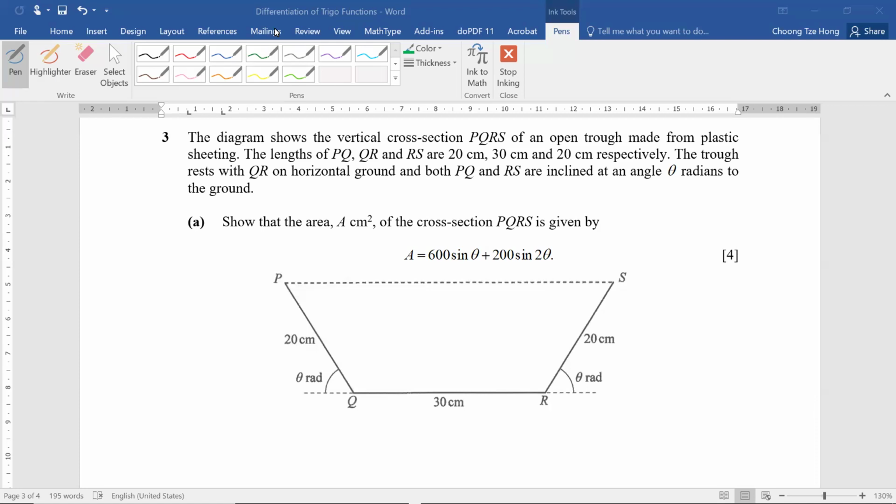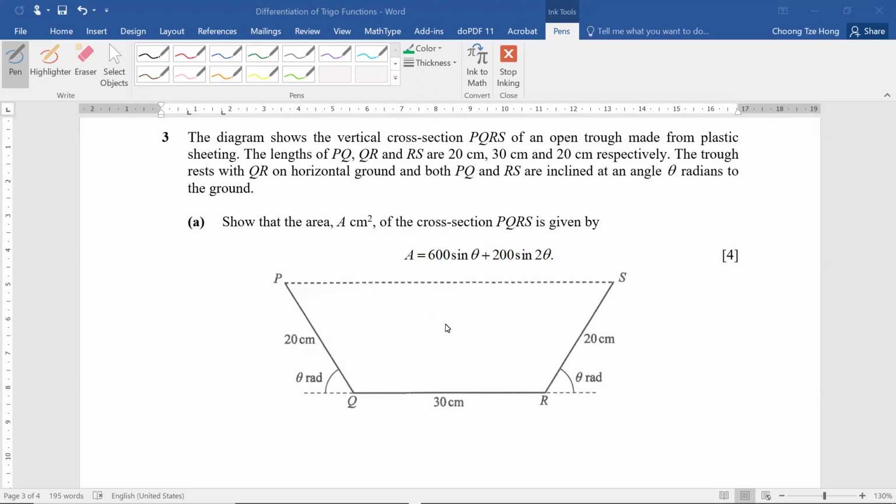The diagram shows the vertical cross section PQRS of an open trough made from plastic sheeting. The lengths of PQ, QR and RS are 20, 30 and 20 respectively. The trough rests with QR on horizontal ground and both PQ and RS are inclined at angle theta radians to the ground. Show that the area A cm square of the cross section PQRS is given by A equals 600 sine theta plus 200 sine 2 theta.